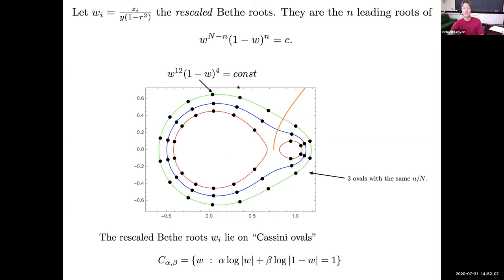And then as you increase the constant, there's some critical point at which the ovals join together and make a single oval, like you see for the blue one and the green one. And the roots of our equation are always sort of nicely spaced points around these Cassini ovals. But this equation has 16 roots, and we only care about four of them. Which four should we take?